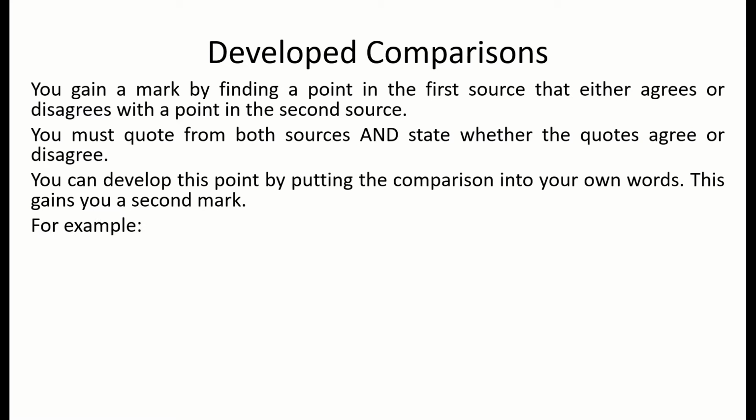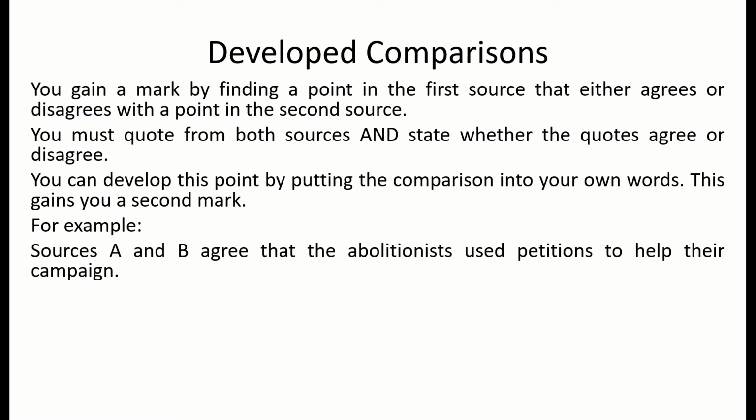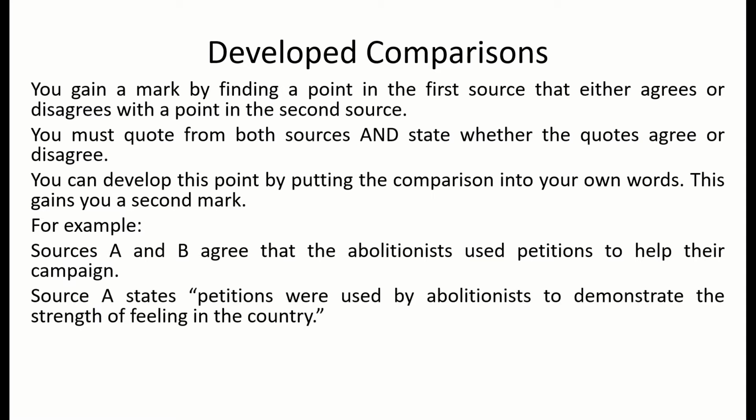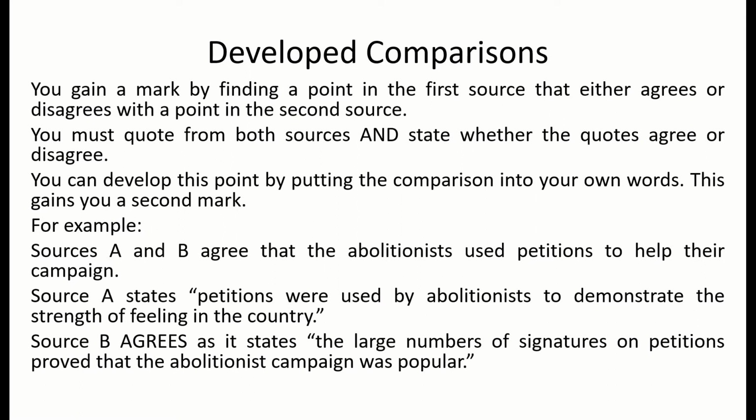So a developed comparison example is sources A and B agree that abolitionists used petitions to help their campaign. Source A states petitions were used by abolitionists to demonstrate the strength of feeling in the country. And source B agrees, remember that keyword agrees, as it states a large number of signatures on petitions prove that abolitionist campaign was popular. So you can see that sources A and B agree that abolitionists use petitions to help their campaign is putting the comparison into your own words and then comparing the two quotes. So the first bit gets you a mark and then comparing the two quotes gets you a mark.